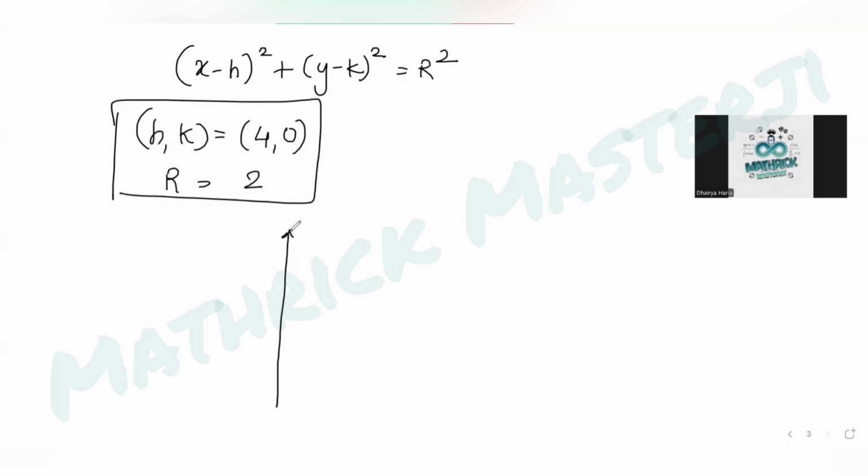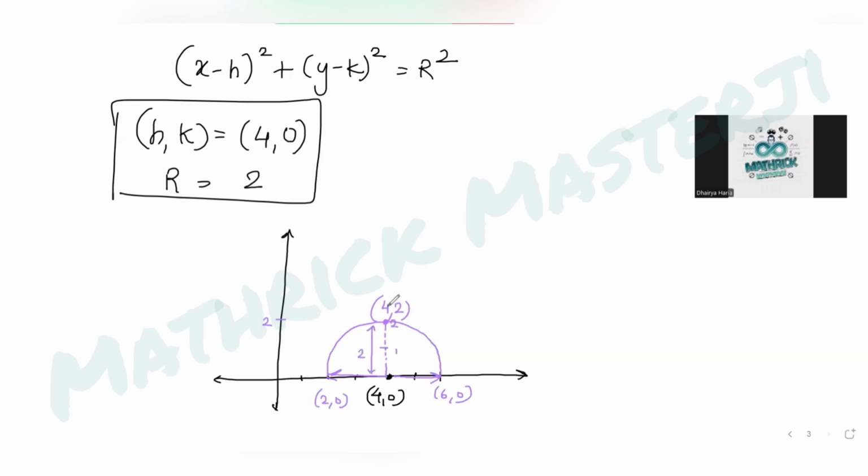Now let's make a circle out of that, because I know it's a circle with center coordinates 4 comma 0. So 1, 2, 3, 4. This is the center of the circle 4 comma 0, then 5 comma 0 and 6 comma 0. With radius 2, this distance is 2 and this distance is also 2, so this becomes 6 comma 0 and this becomes 2 comma 0. If I draw a circle here, the topmost point will have the coordinates 4, 2 because the radius is 2 units. This is how the circle looks.